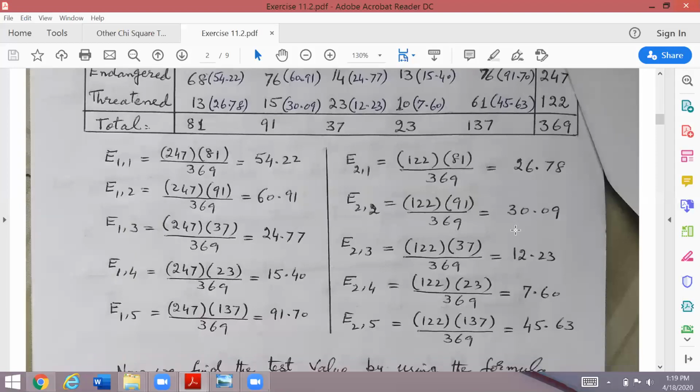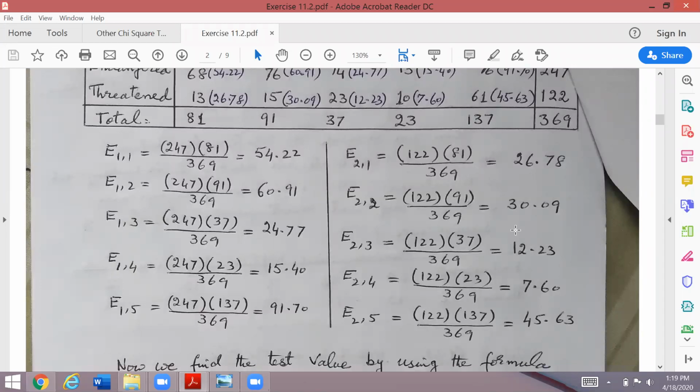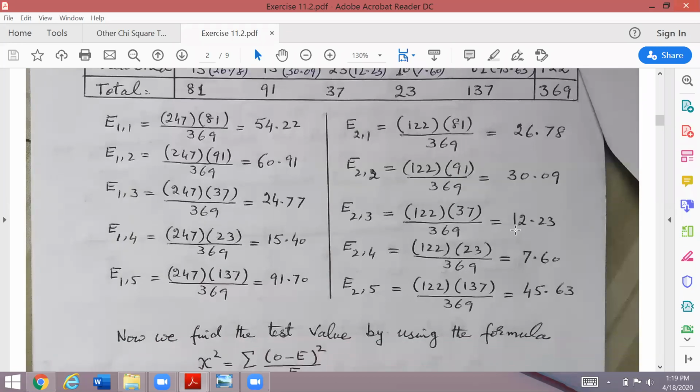So I think this step is just drill practice for you, that for each cell you are observing the same procedure, but of course every time either the row is changing or the column is changing. So for that matter you have to be careful, but nevertheless you have to divide by the grand total for each and every cell. After that, these are all, gentlemen, the 5 and 5, 10 expected values.